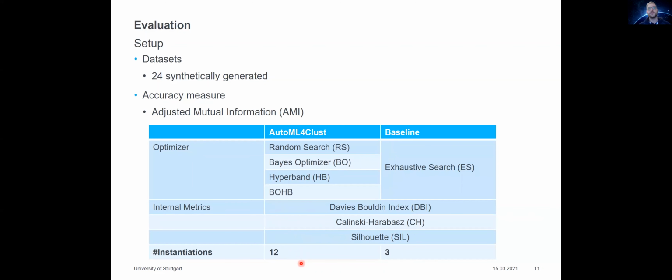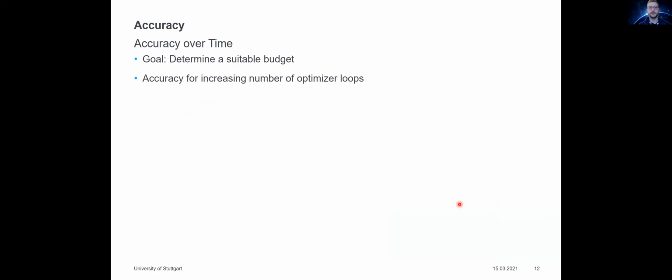And we compare these 12 instantiations to 3 baselines, which are basically 3 times an exhaustive search with each of the 3 internal metrics. So first, we examine how to choose a valuable budget for our AutoML4Clust system. To this end, we evaluate how accurately the different instantiations of AutoML4Clust perform for an increasing budget, while we measure the accuracy after each optimizer loop.